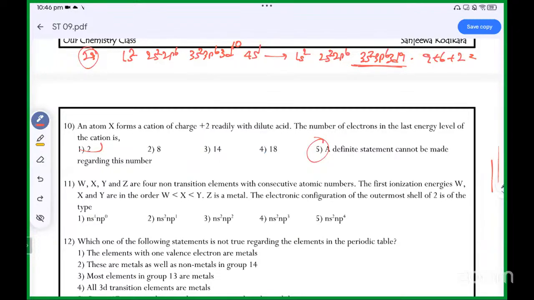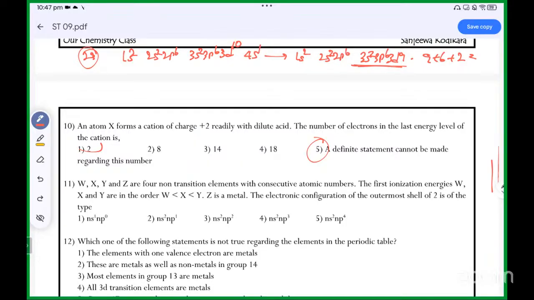But remember, +2 cations can be created by 14th group elements as well. For example, lead is creating +2, PbCl2, right? So that is creating a +2 cation after interacting with the dilute acid, right?